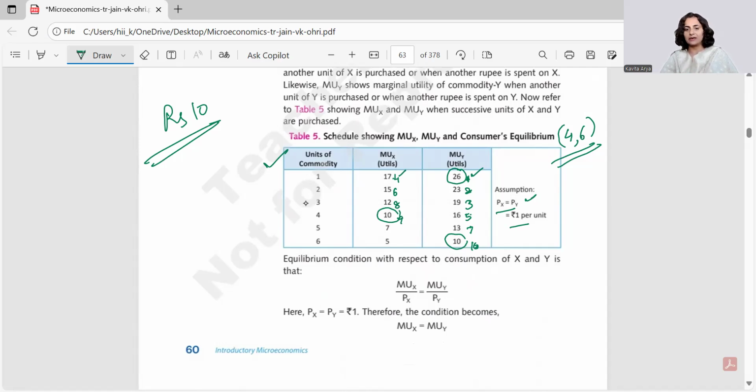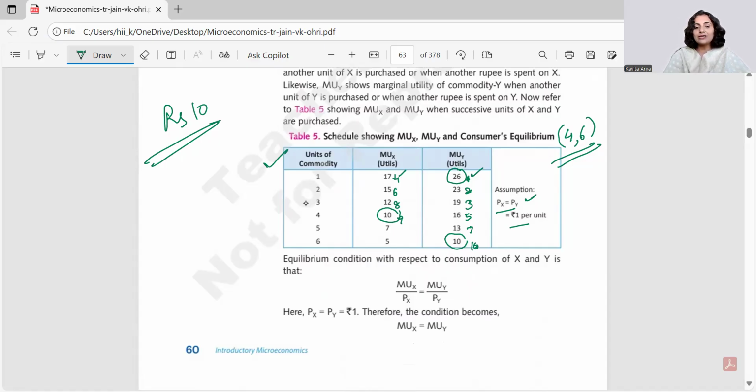Now this is your home task. And do comment back to me. Are you in a position to spend 10 rupees on X and Y other than this pattern and get more satisfaction than this situation?